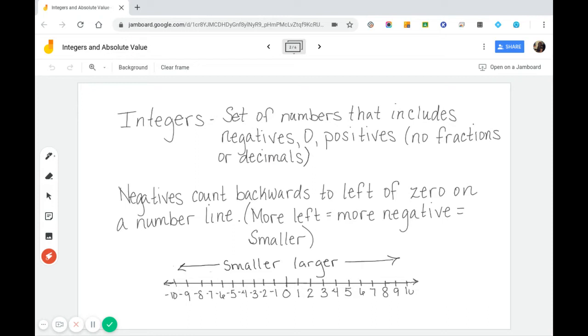On your number line, negatives count backwards, and those go to the left of zero. We know that positives are to the right of zero. The farther left you travel, the more negative your numbers get, the smaller your numbers get. So later when we talk about comparing, we want to think back to this number line. If the numbers in question are more to the left, they're smaller. If they're more to the right, then they're bigger.